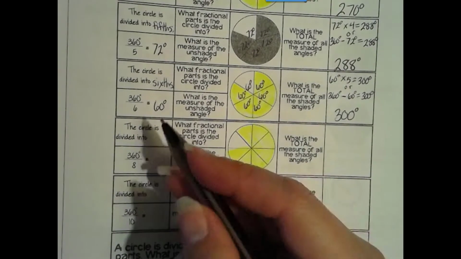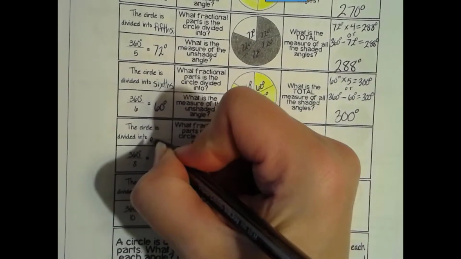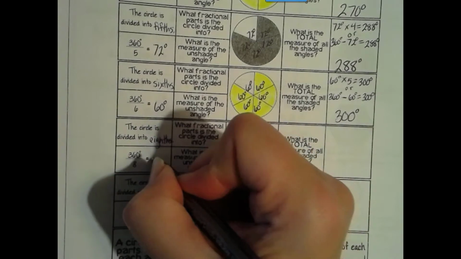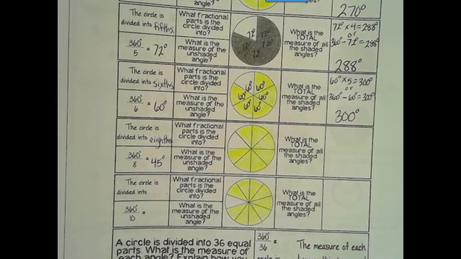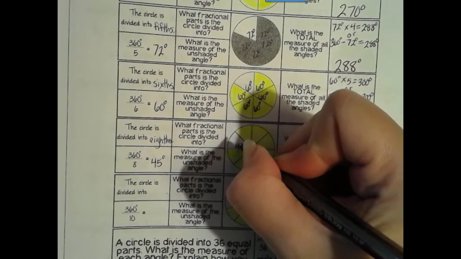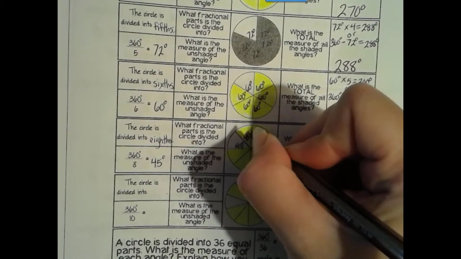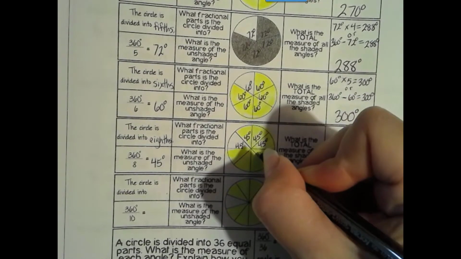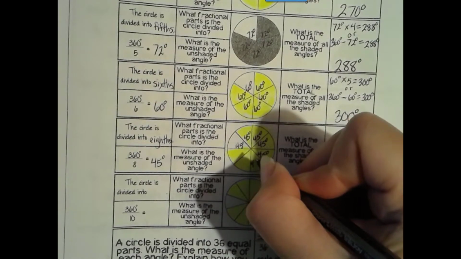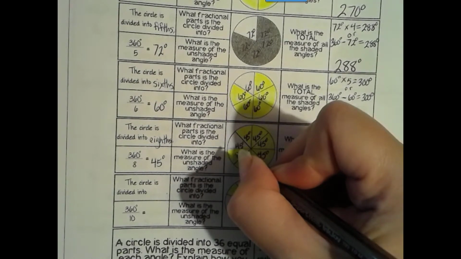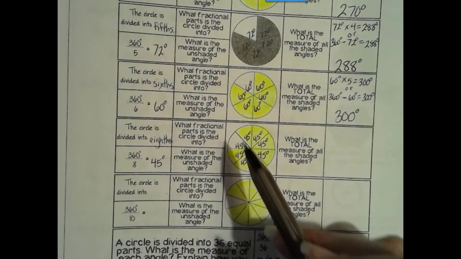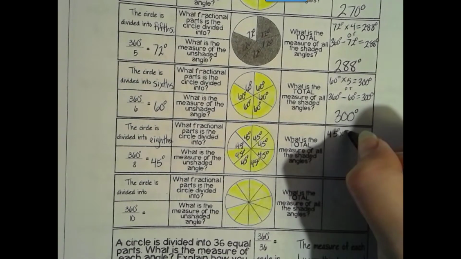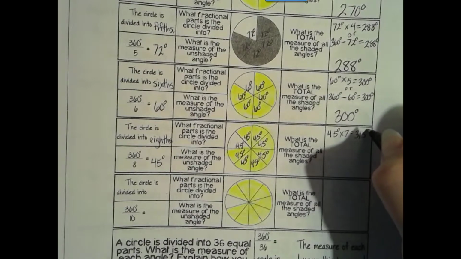Okay, so this one is divided into eighths. 360 divided by 8 is 45 degrees. So each of these is 45 degrees. 2 of them together make a right angle, because 45 plus 45 is 90. So I'm joining together 7 of the 45 degree angles, and I get 315 degrees.